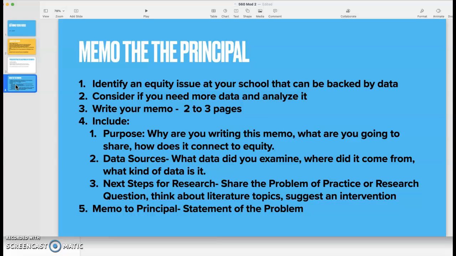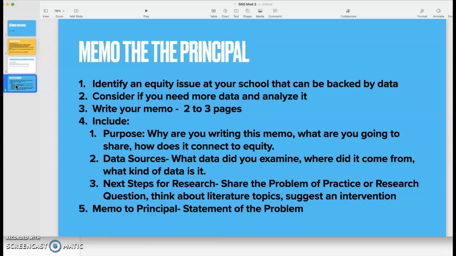And then you're going to write a 2 to 3 page memo to your principal. If you're not in a school-based setting, maybe to another supervisor. Your memo should include several pieces. Number 1, the purpose statement. Why are you writing this memo? What are you going to share, and how does it connect to equity? This is where your problem of practice or your problem statement is going to be pretty important.